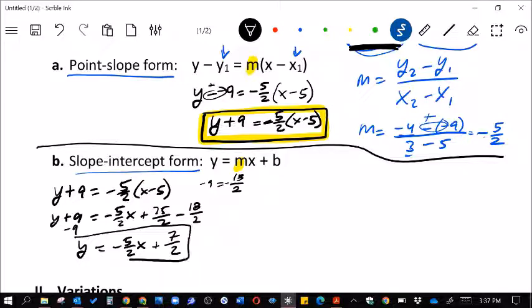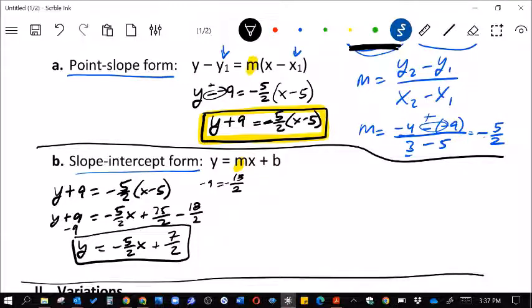So this actually is the slope-intercept form. And we have the slope here, and we have the y-intercept here, and we could write those in decimals if we wanted to. So y equals -2.5x plus 3.5 would also be an acceptable way to show this answer.